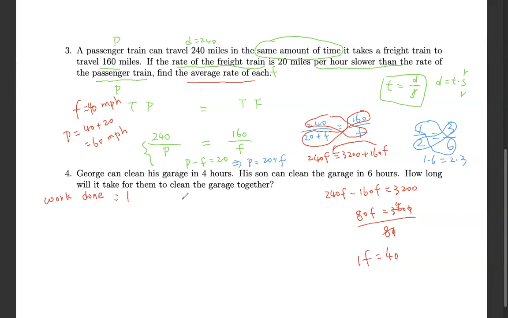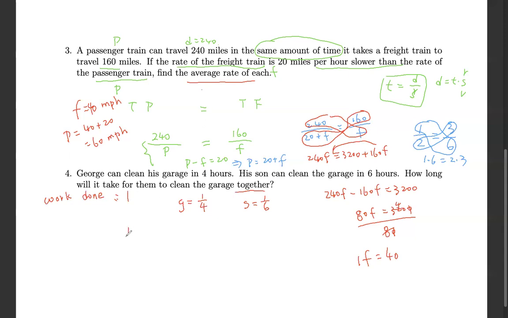So George can clean his garage in 4 hours. So that means George's speed, let's use a little g to represent, is 1 over 4 hours. So work done, we consider 1 in 4 hours. So 1 over 4 is his speed or his rate of change. And his son, let's use S, can clean the garage in 6 hours, so his speed is 1 over 6. How long will it take for them to clean the garage together? If 2 people are working together, we just add up their speed, right?